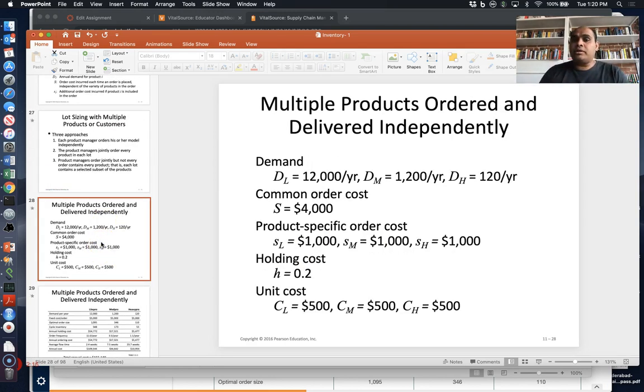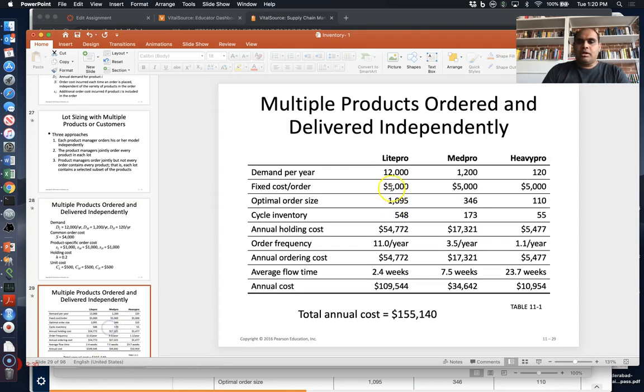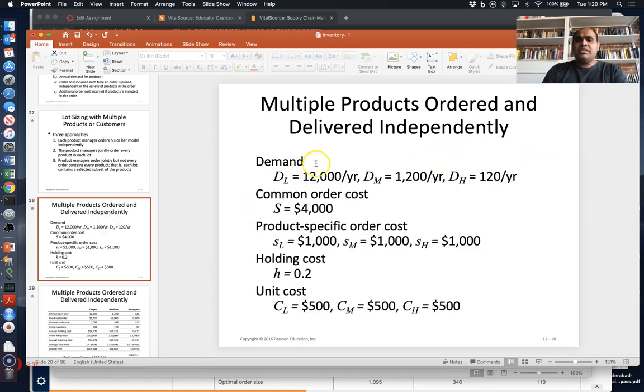You have multiple products ordered and delivered independent of each other. Right. So let's say that there are three types of products that Best Buy orders. Let's call them Light Pro, Med Pro, and Heavy Pro. Those are the three types of models that they order. Demand for Light Pro is 12,000 units per year. Demand for Medium Pro is 1,200 per year, and the demand for Heavy Pro is 100 per year.